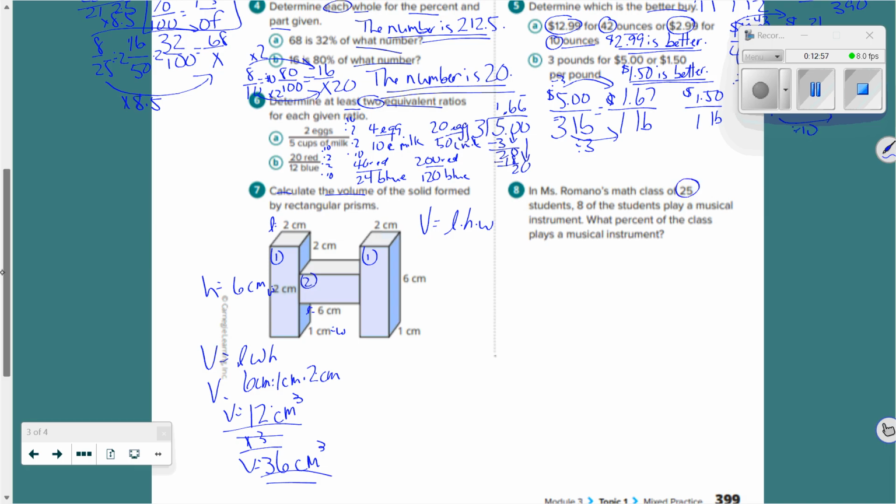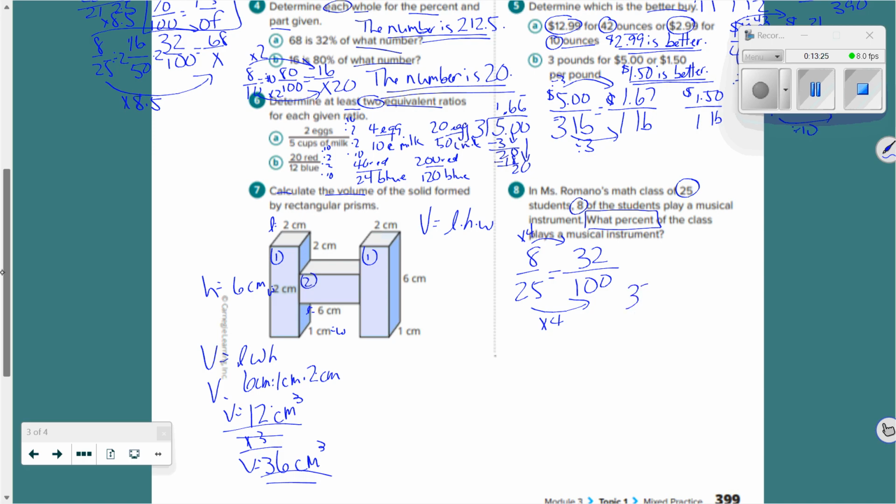Okay, we have a class of 25 students playing musical instruments. What percent play a musical instrument? Therefore, that percent does not. I would need to give you 17. So now we're just using the 8 over 25. I know that percent means out of 100. So I'm multiplying it by 4.